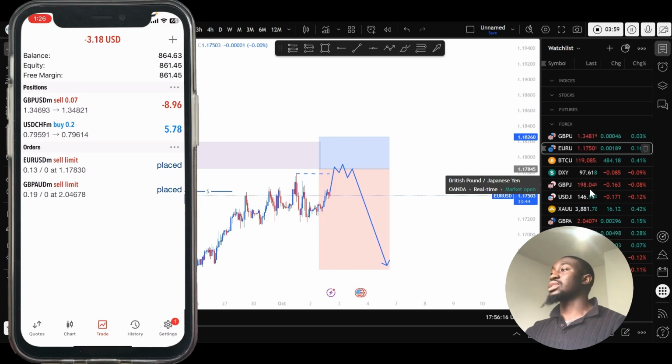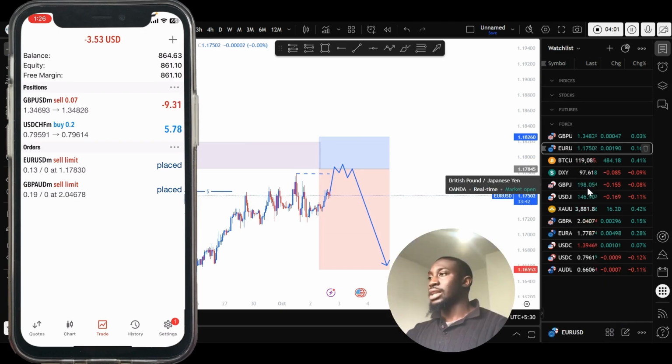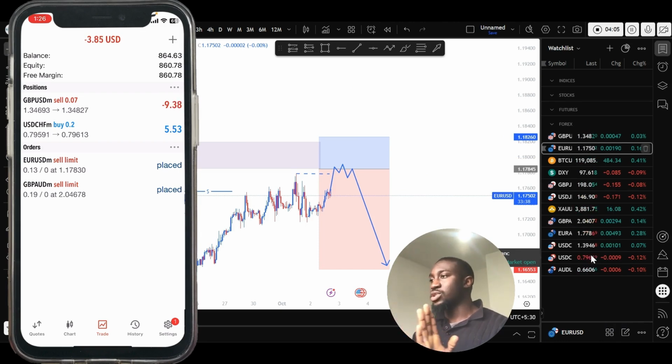Yesterday it was higher than this. Now let's go to USD CHF. You know that for USD CHF we have the base USD, and for GBP USD we have the quote USD. Now if GBP USD is buying, USD CHF will be selling. If USD CHF is selling, GBP USD will be buying.